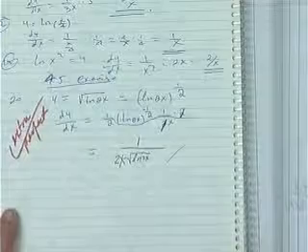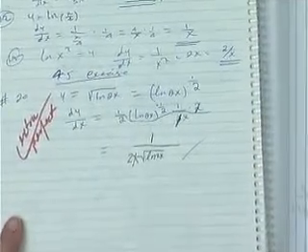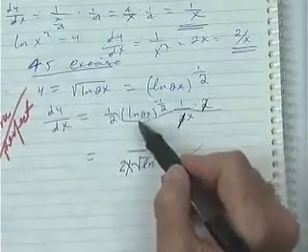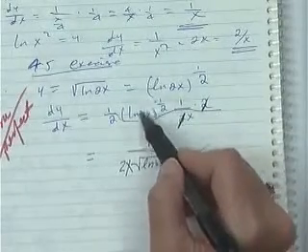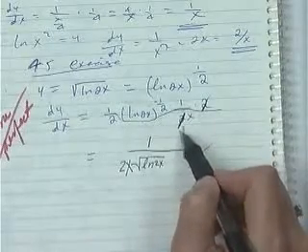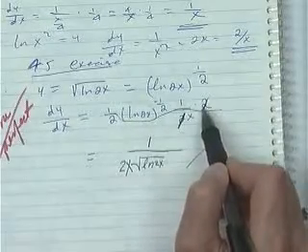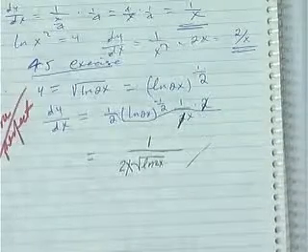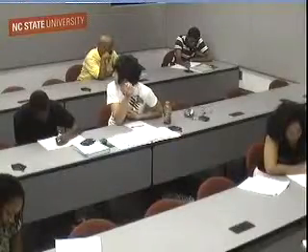Yes? The 2, where did it come from? When you take the derivative of natural log u, it's 1 over the u times the derivative of the u part. That's the chain rule part. So the derivative of 2x is 2. Is that good?